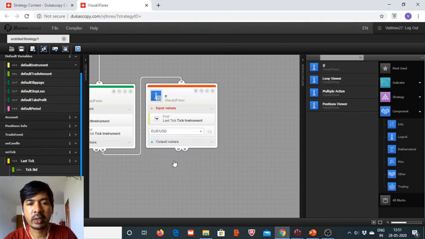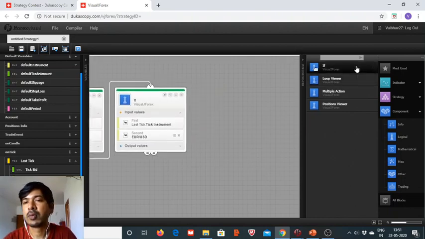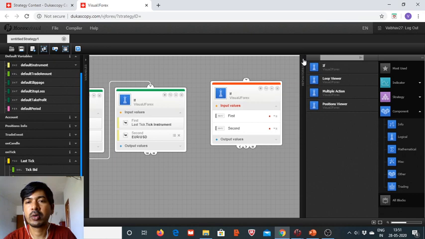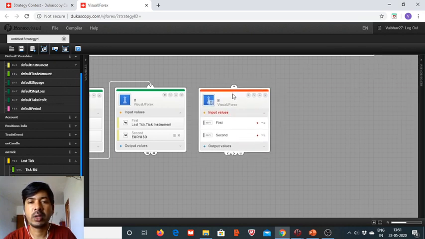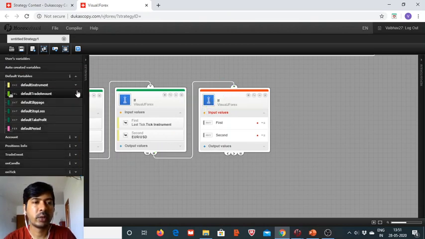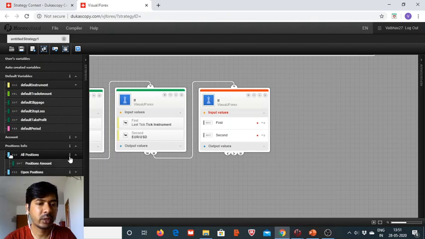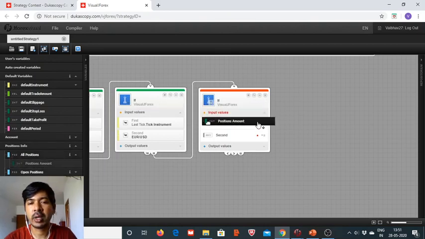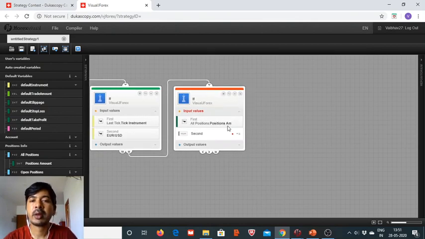So here we got the Euro USD. Now we have to see that position amount should be 0. So we look for the position amount and it should be 0. So position info, all position, just to make sure there are not too many positions getting opened, and this should be equal to 0.